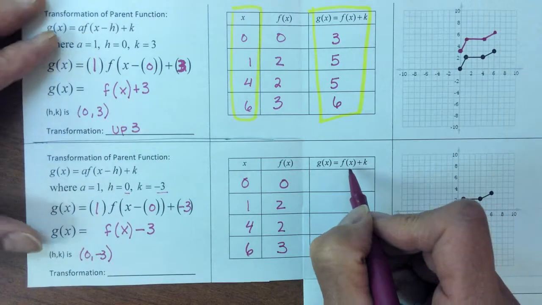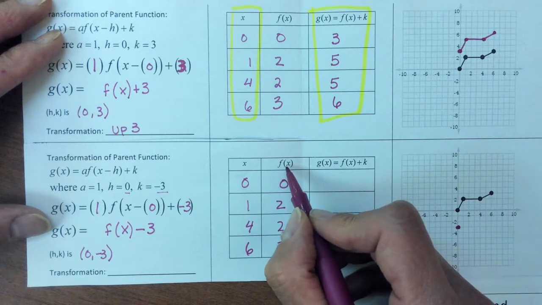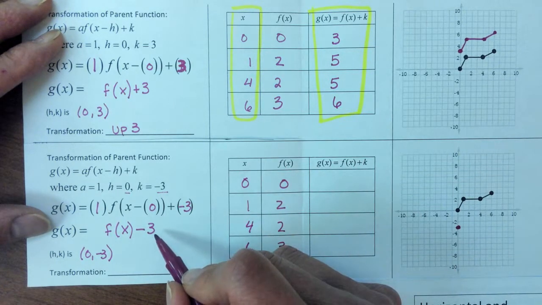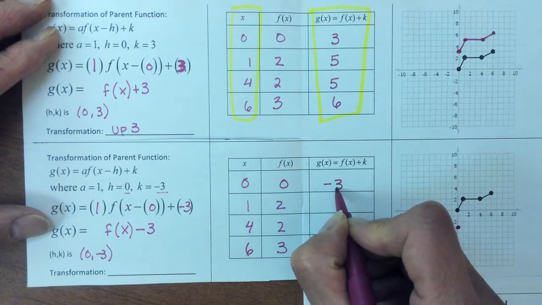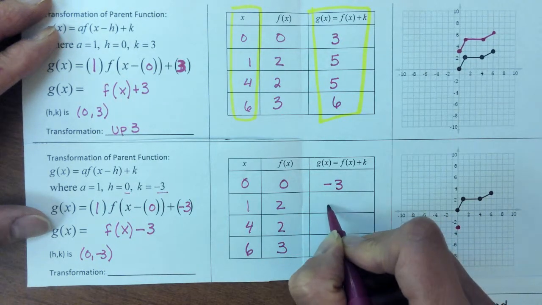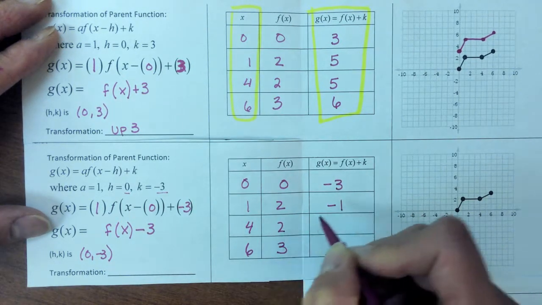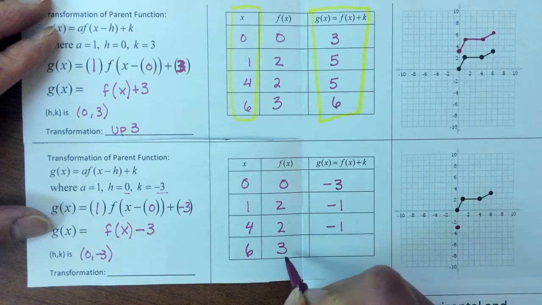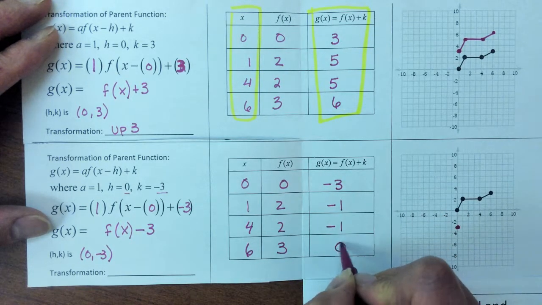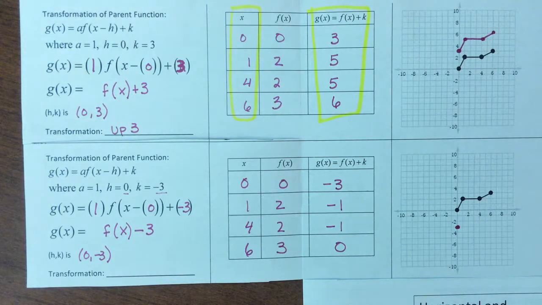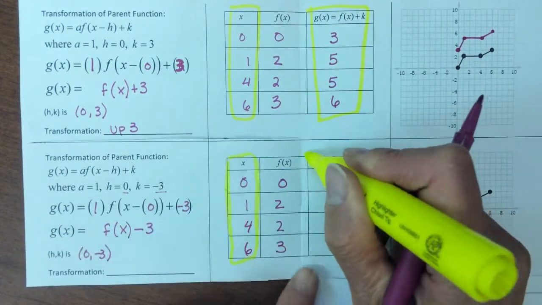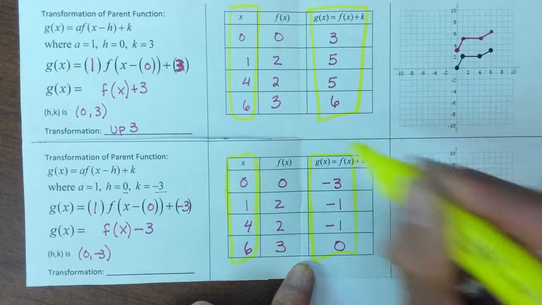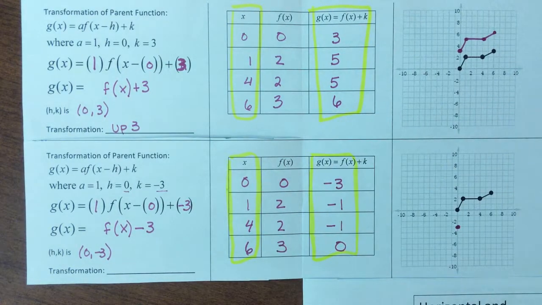And so remember what I'm doing here is I'm taking my original and I'm subtracting 3 from it. So 0 minus 3 is negative 3. 2 minus 3 is negative 1. 2 minus 3 is negative 1. And 3 minus 3 is 0. So again, I have new x and y values. So those are the two that I'm going to graph.